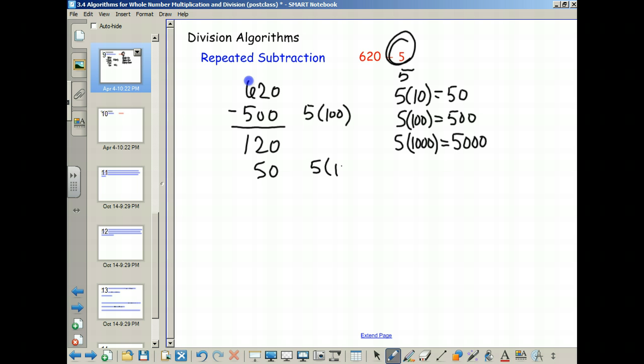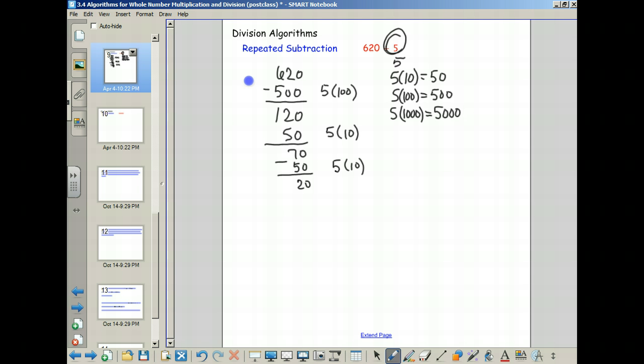So I'm going to subtract 50. 50 was 5 times 10. What do I get? 70. So what can I subtract still? 50 again to give me 20. This is 5 times 10. All right, so what can I subtract now? 5. That's 5 times 1. And I get 15. And then 5. So there's 10. That's another 5 times 1. And then 5. And that's 5. And then I can do it one more time, right? Got to get to a remainder of 0 before I'm done.